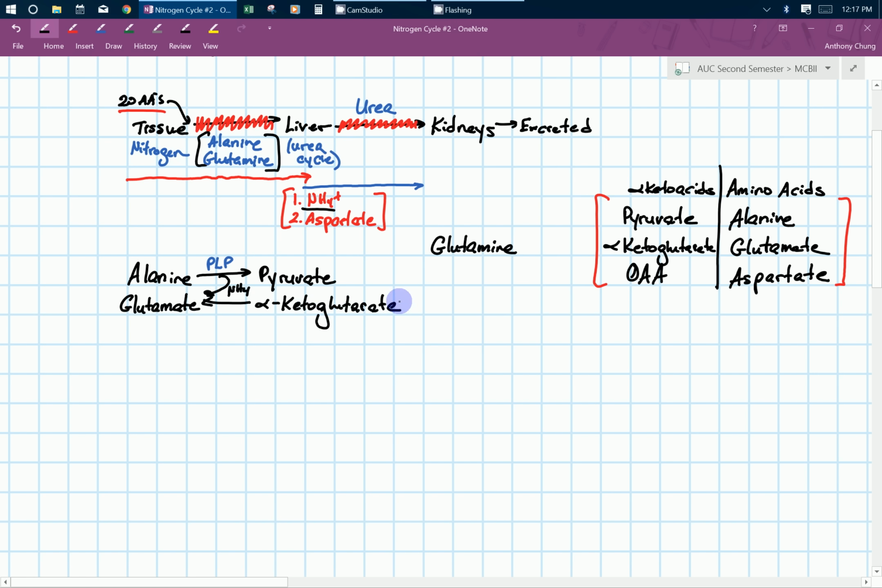Just a convention of how I usually organize this, I usually put everything in one column. For example, over here I put all my alpha-keto acids. And I always put my amino acids on the same exact column so that I don't get confused about where these nitrogens are going.